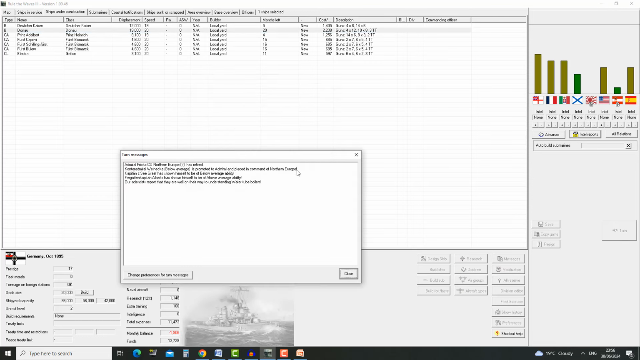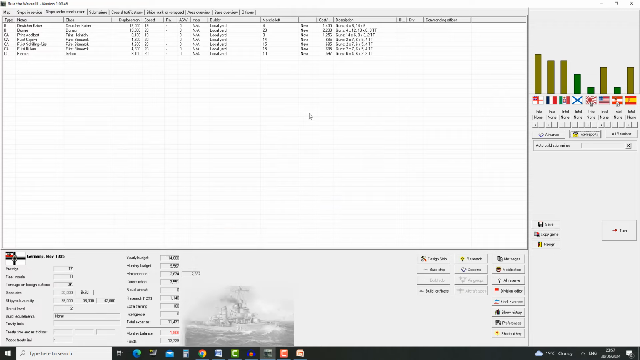Water tube boilers. We're researching water tube boilers. Contra Admiral Weinecke is promoted to Admiral and posted in command of Northern Europe. We have below average guys everywhere. Frigate Captain Alberts has shown himself to be above average. Okay. I go plain and the game finds a way to soothe me.